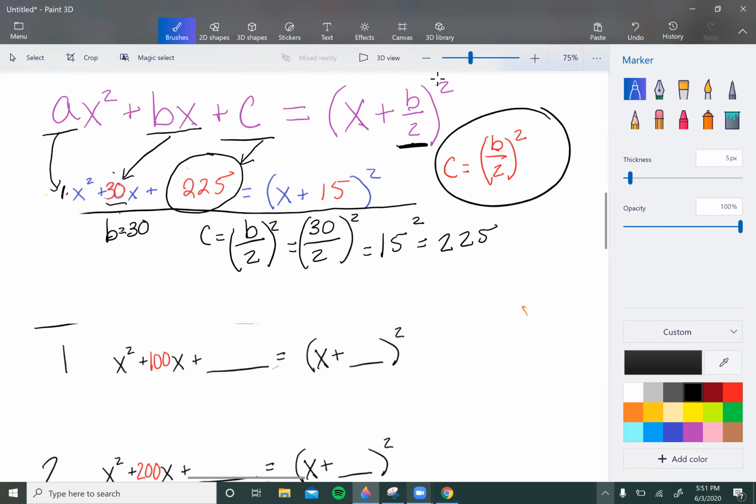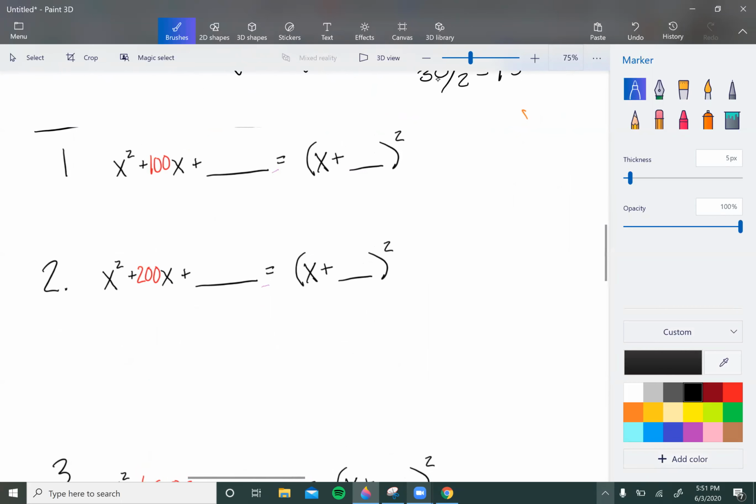Now, the value right after the x is just b divided by 2. So it would be the 30 divided by 2, making it 15. And that's it. That's how we got this number and this number. Let's do number 1.